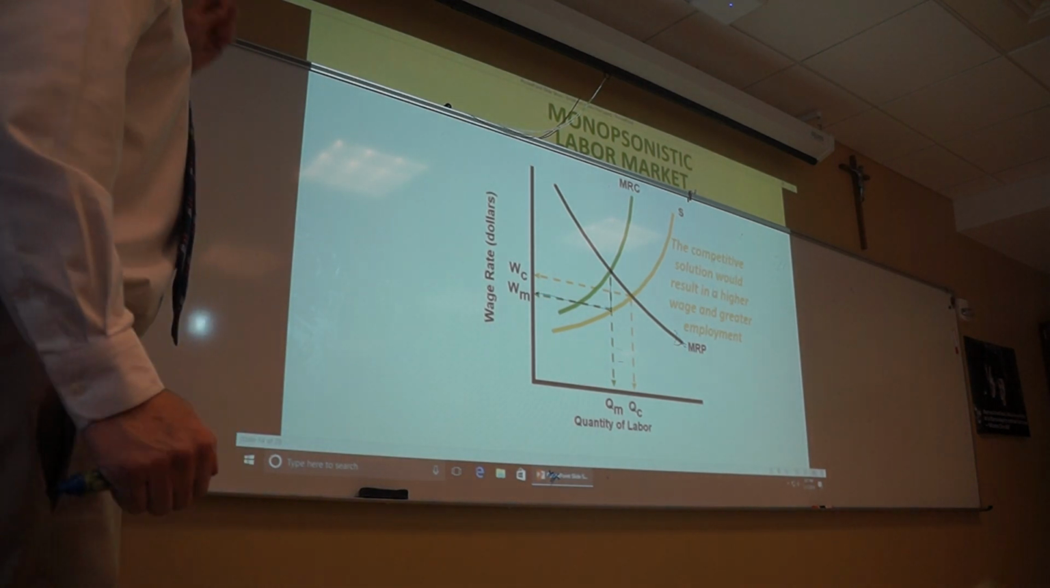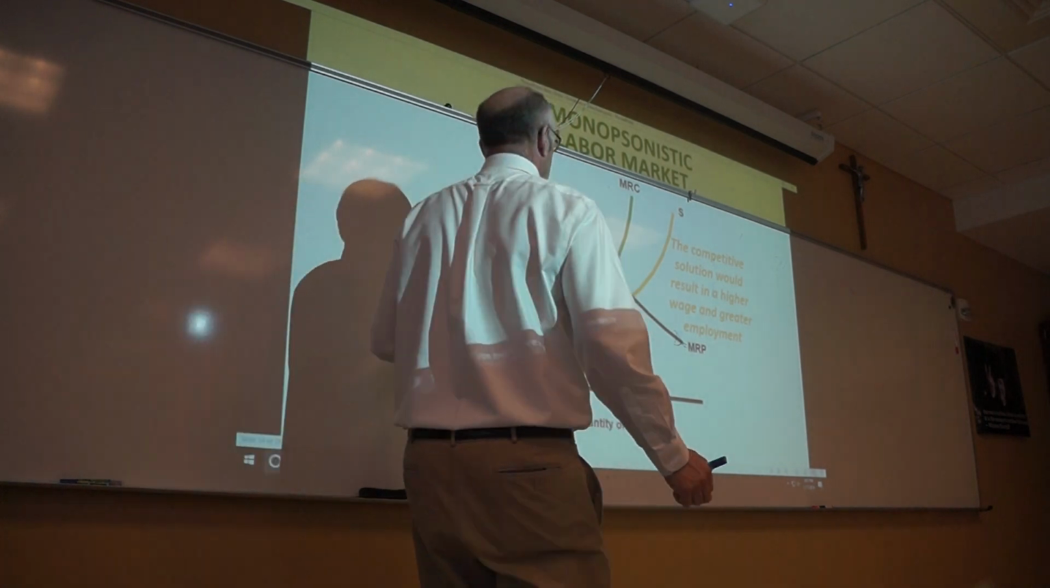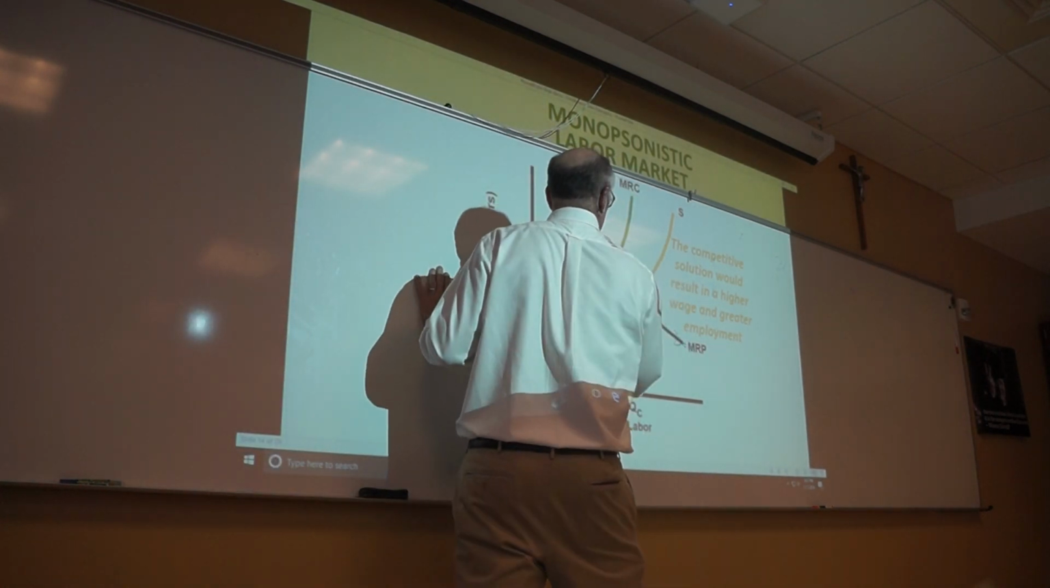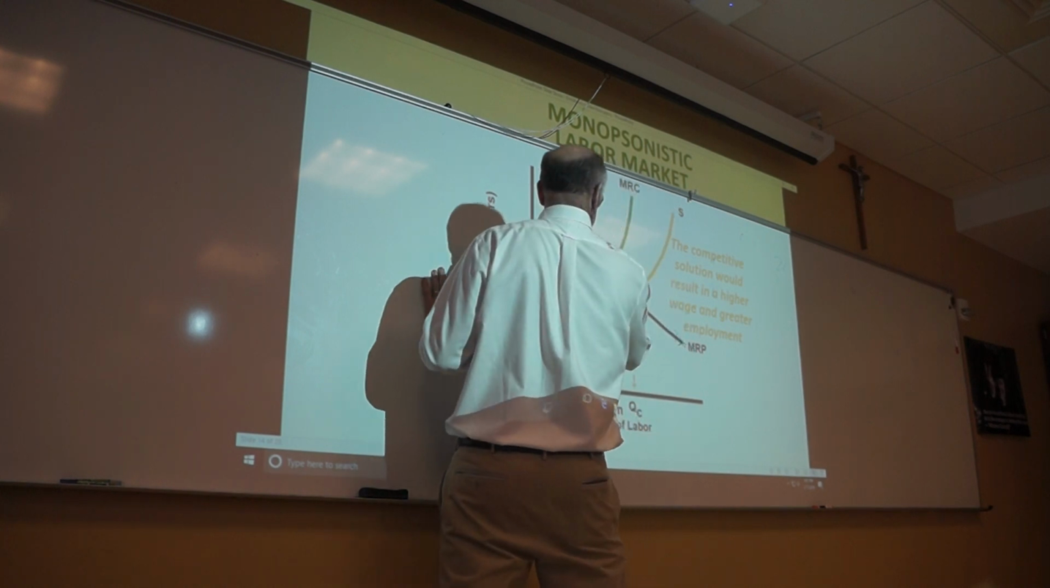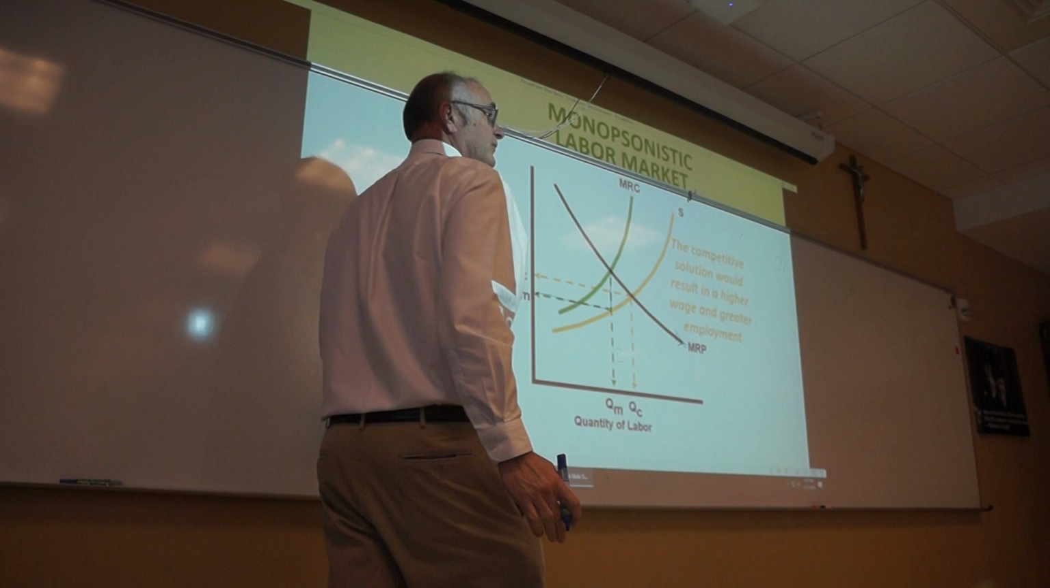The second question they can ask is, what happens if this monopsony operates at perfect competition? Well, I take supply and demand, like the industry, WC, QC, perfect competition.